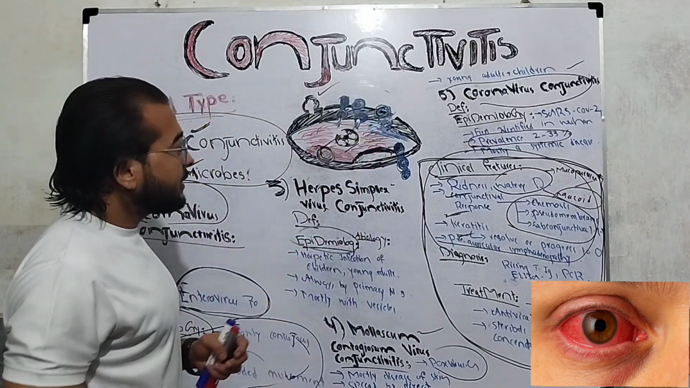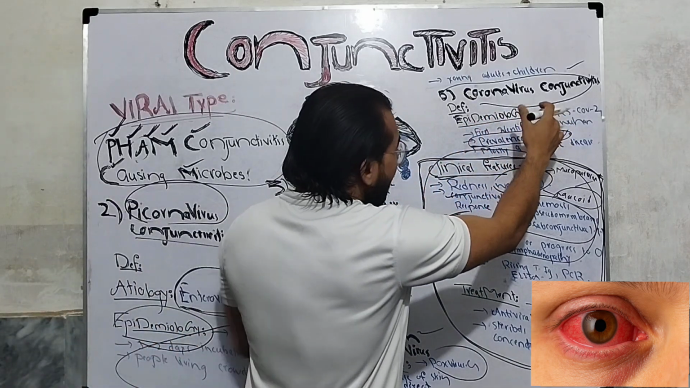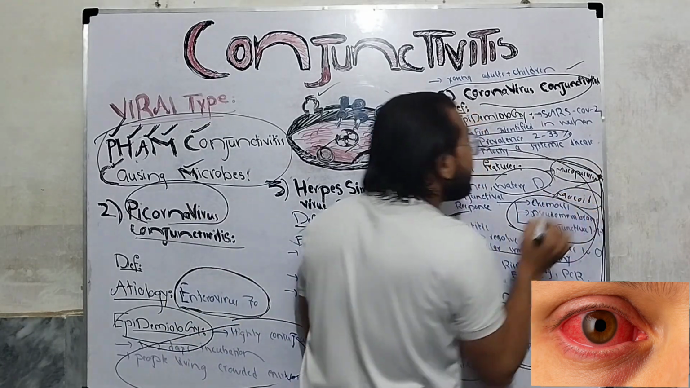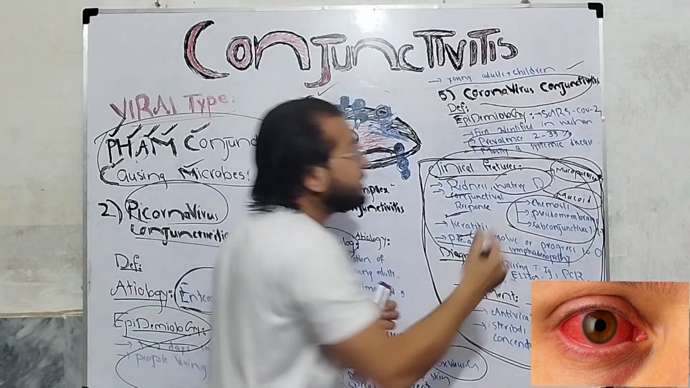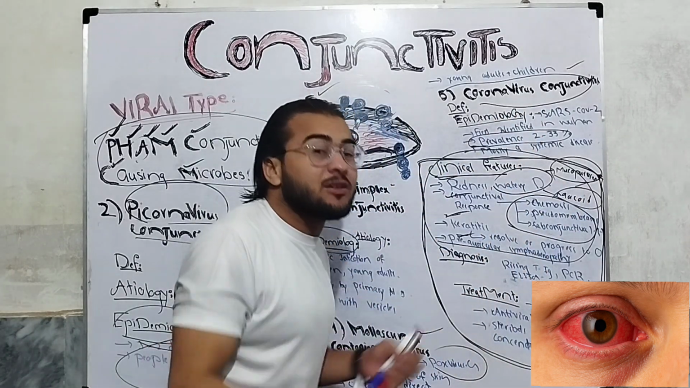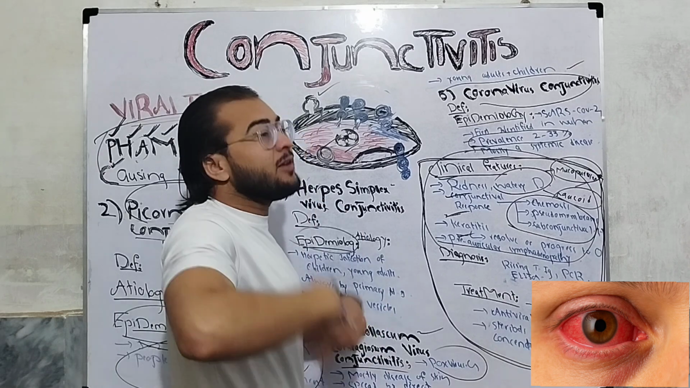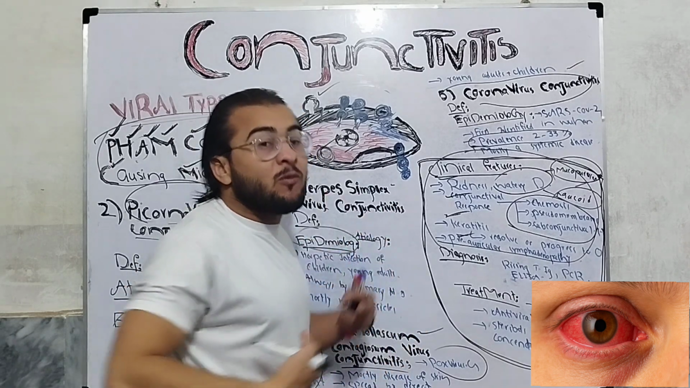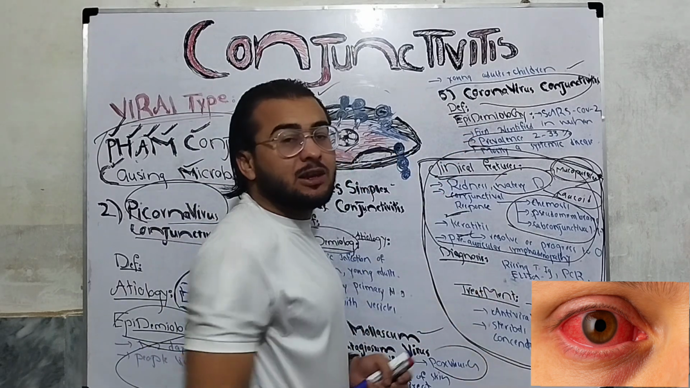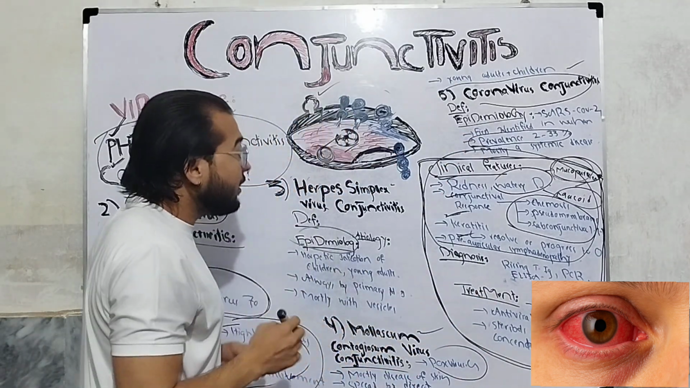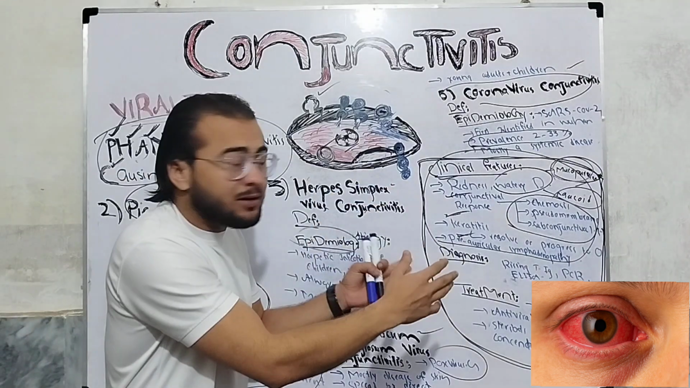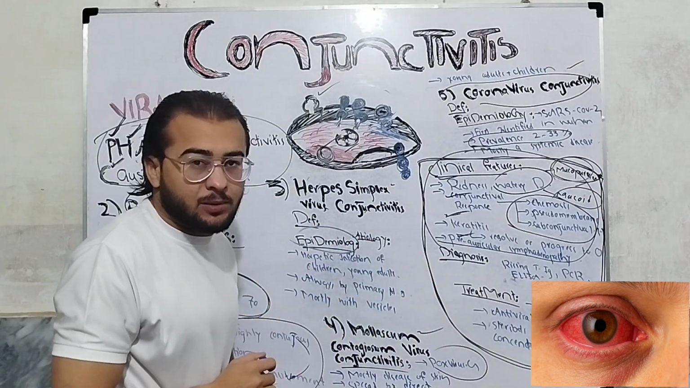Now in the coronavirus conjunctivitis, we will have all these clinical features with the addition of mucopurulent discharge, plus the person will have systemic disease. So the person will present to you with a respiratory type of infection and mucopurulent discharge from the eye and all these clinical features. So most of the clinical features are similar for all these viral types of conjunctivitis.